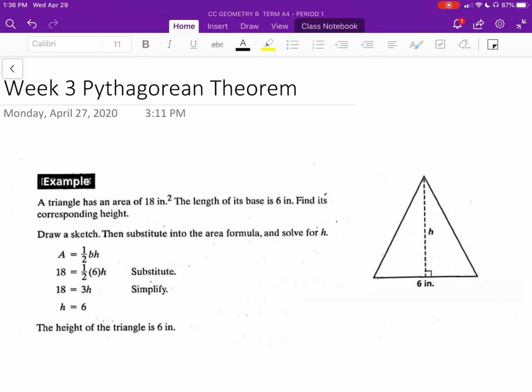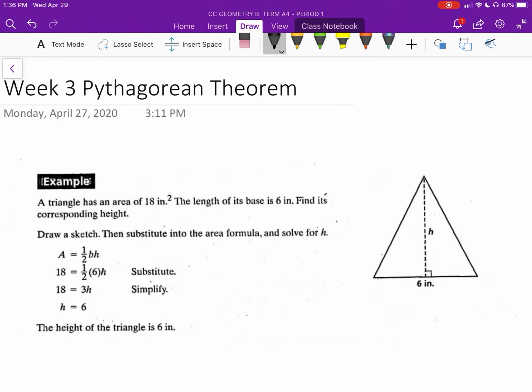So if you recall, the formula for area of a triangle: the area of a triangle is the base times the height, and then we divide the answer by 2. That's the easiest way to look at it. So this example says, if this whole triangle is 18 inches squared, so we're saying that the area of this triangle is 18 inches squared, what is the height?